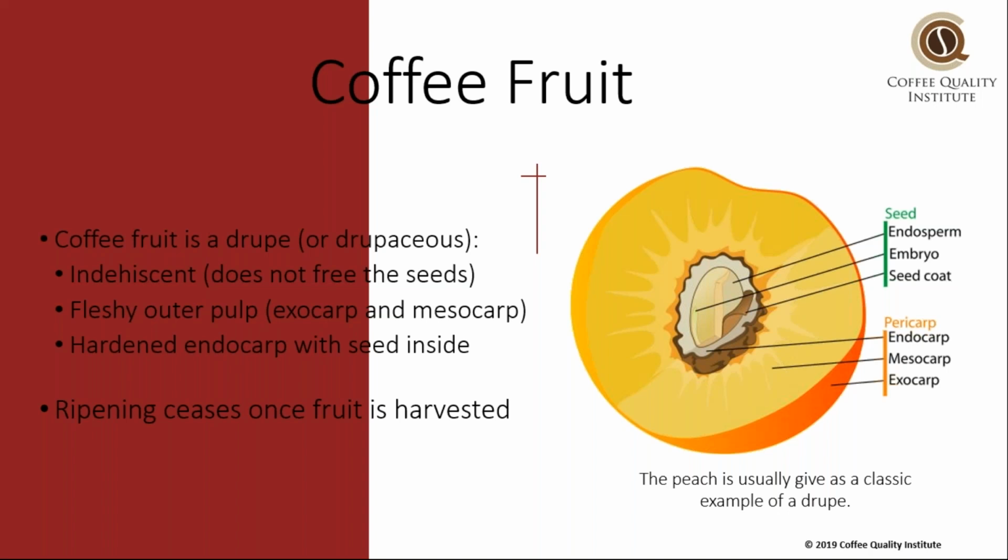They're all indehiscent, and that means the seed doesn't easily just come out of them. They have a fleshy outer pulp, which consists of the exocarp and the mesocarp, and they have a hardened endocarp with the seed inside. Another characteristic they share is that the ripening typically stops once the fruit is harvested.